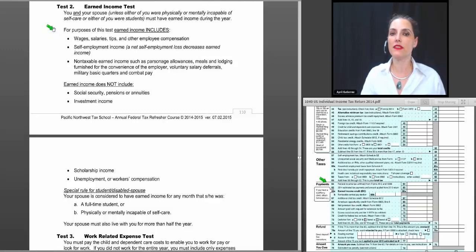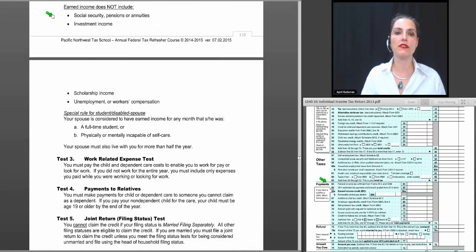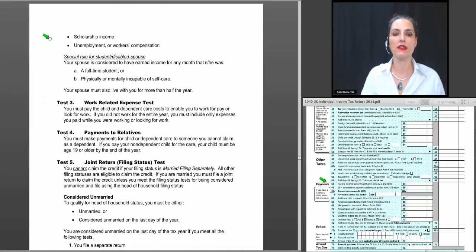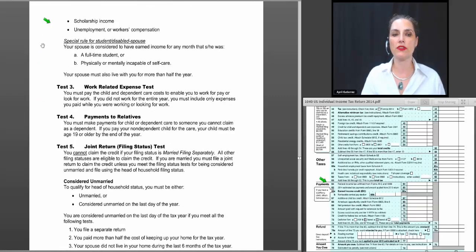For purposes of this test, earned income includes wages, salaries, tips, and employee compensation. Self-employment income, but a net self-employment loss will decrease earned income. Non-taxed earned income, such as parsonage allowances, meals and lodging furnished for the convenience of the employer, voluntary salary deferrals, military basic quarters, and combat pay. But earned income does not include Social Security, pension or annuities, investment income, scholarship income, unemployment, or workers' compensation.